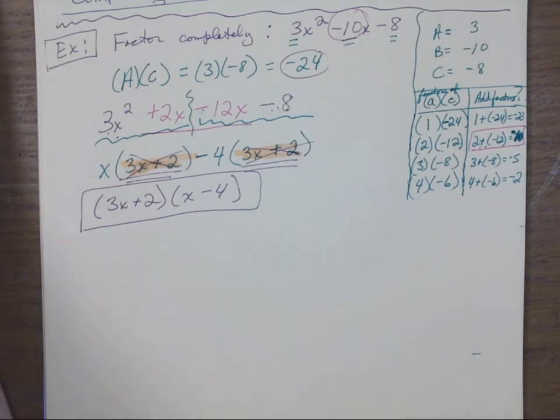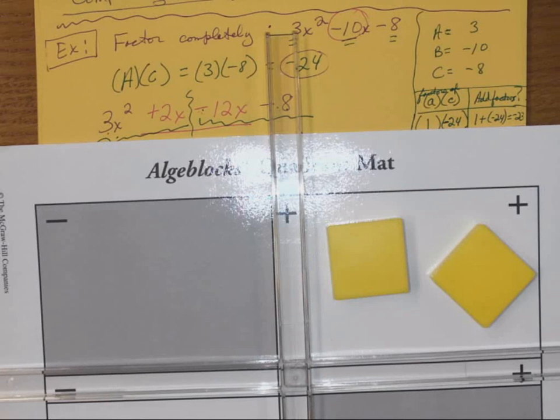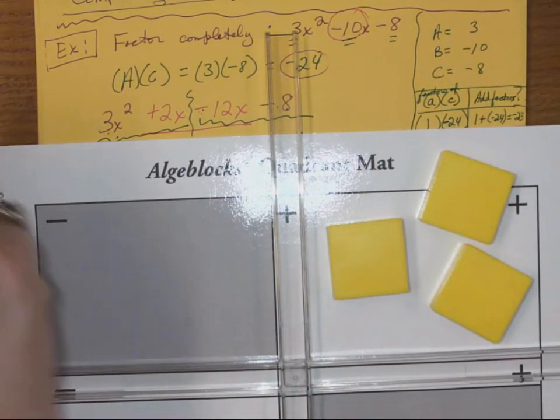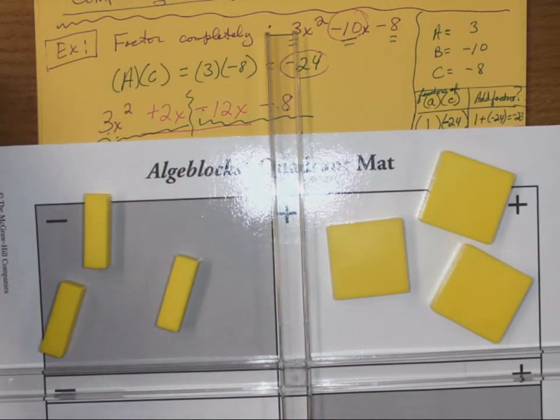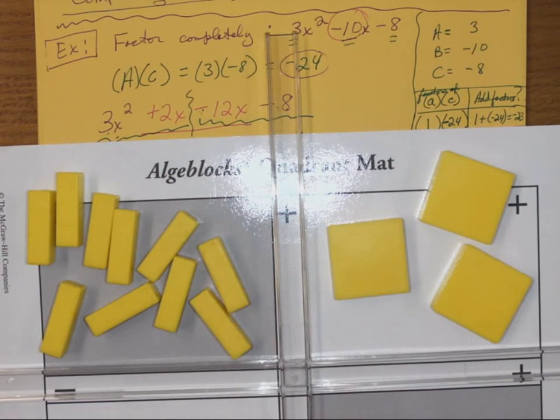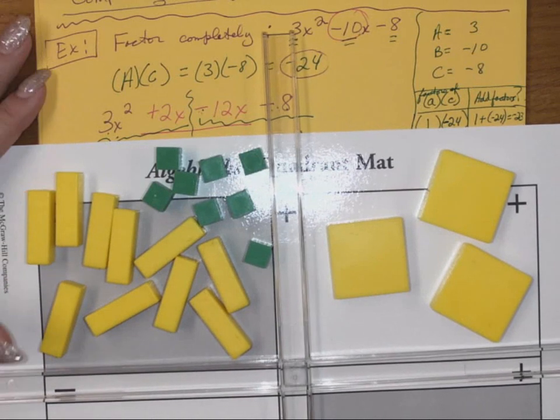I need 3x squared. I'm going to have to be a little bit careful because the 3x squared is positive, but the other two are negative. So just need to be careful where I place things. I've got a negative 10x, so here we go. 1, 2, 3, 4, 5, 6, 7, 8, 9, 10. Lay them all out there so you've got them. And I've got a negative 8, right? 1, 2, 3, 4, 5, 6, 7, 8. All right, so there. I've got it represented on the mat.